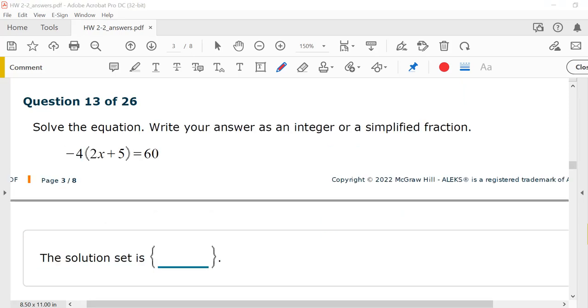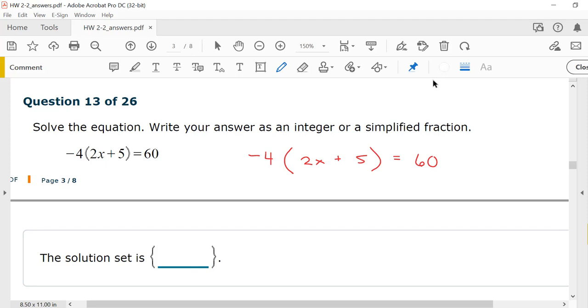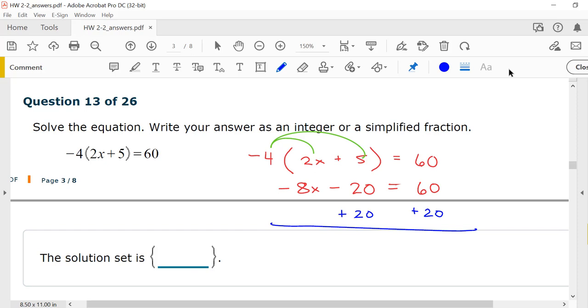Number 13, we get to use the distributive property. Negative 4, parentheses 2x plus 5, is equal to 60. All right, I'm going to distribute that negative 4 that's out front. Negative 4 times 2x is negative 8x. Negative 4 times 5 is negative 20. So I get negative 8x minus 20 equals 60. I need to add 20 to both sides. Negative 20 plus 20 is 0.